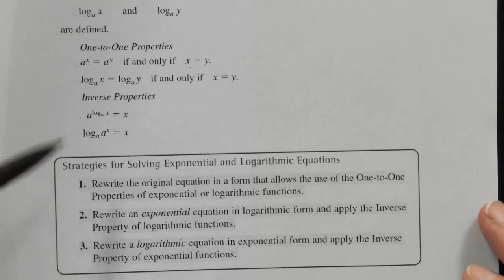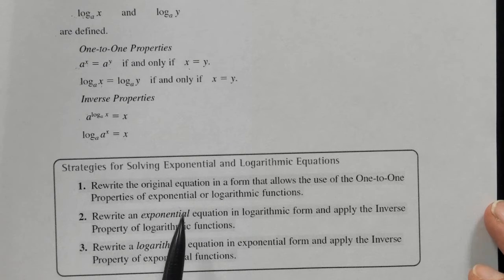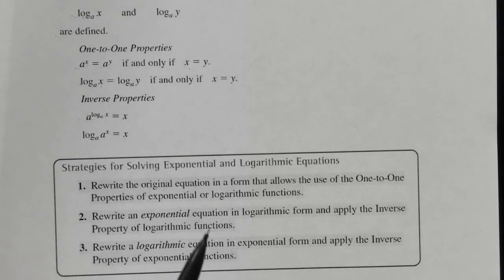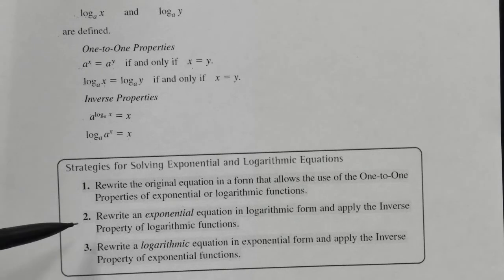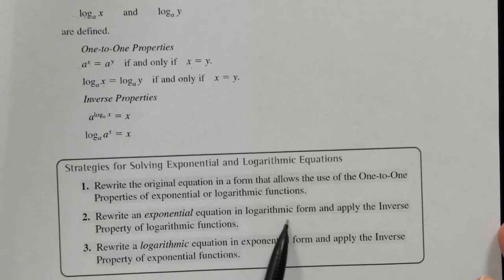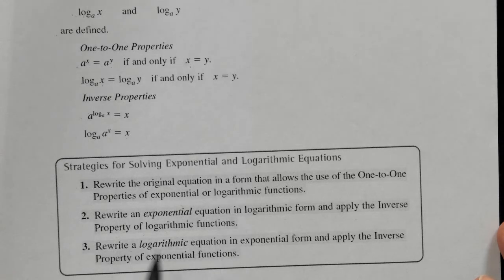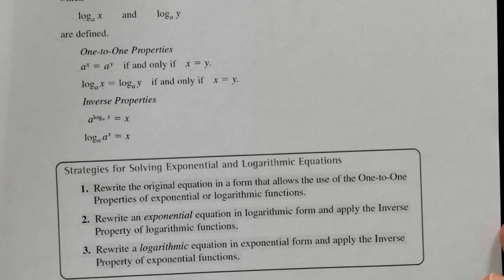Here they've got it written out. Step one, rewrite the original equation in a form that allows the use of the one-to-one properties. What that means is you want to rewrite it into a form where the bases match. If the bases match, then the exponents are equal, and you'll see that when we start doing some of these problems. Same thing for the next one: rewrite the exponential equation in logarithmic form and apply the inverse property of logarithmic functions, or rewrite a logarithmic equation in exponential form and apply the inverse properties.